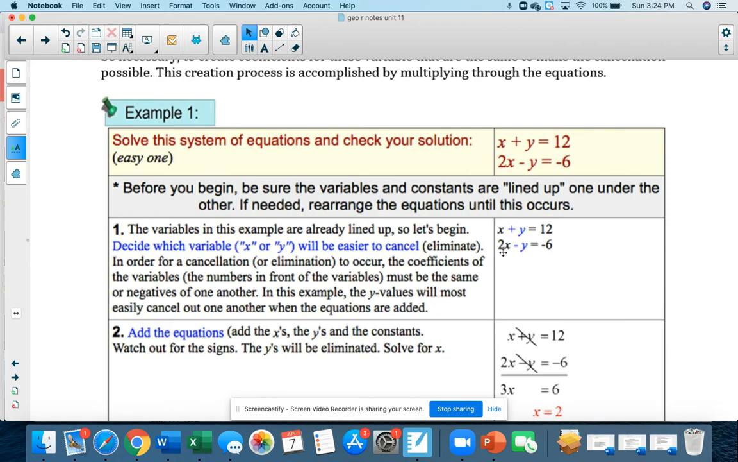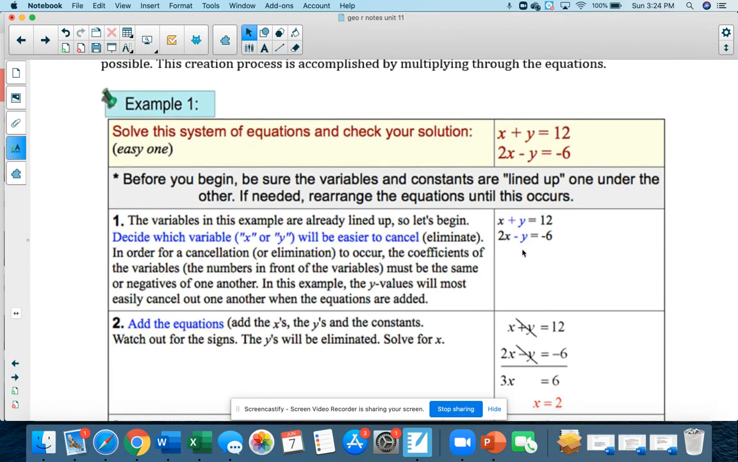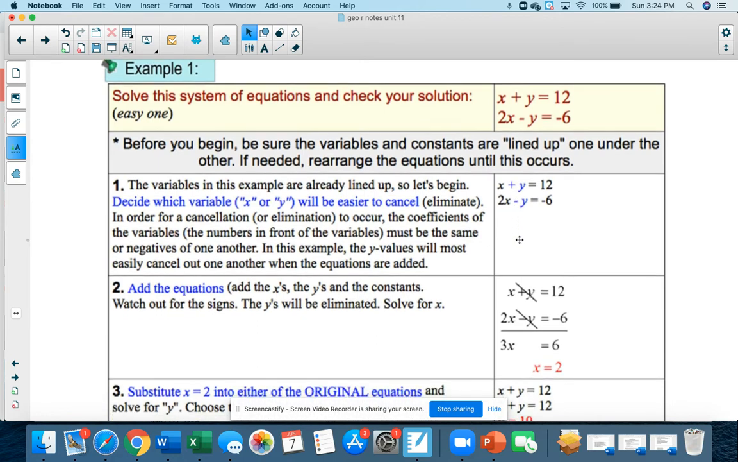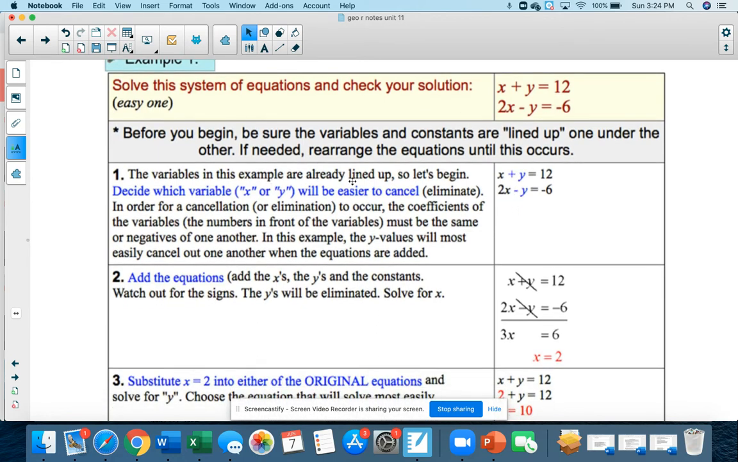Now, this is a 1x and this is a 2x. This is a 1y and this is a -1y. So basically, the easiest thing in this case is to have the y's cancel out. I don't even need to multiply to change these coefficients because the y's already have the same coefficients. And as long as the signs are either the same or different, they will cancel out. Since the signs are different, they're going to cancel out by adding. If the signs were the same, then you would have to subtract. Okay, so the variables in this example are already lined up.